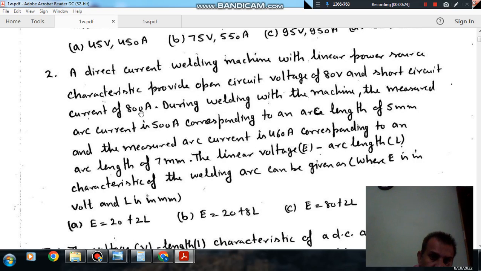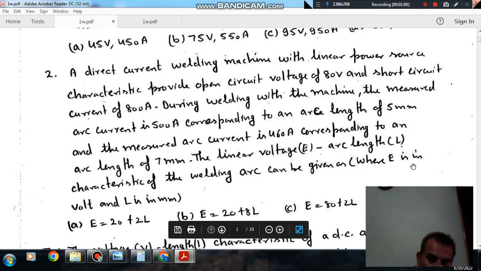volt and short circuit current of 800 ampere. During welding with the machine, the measured arc current is 500 ampere corresponding to the arc length of 5 mm, and the measured arc current is 460 ampere corresponding to an arc length of 7 mm. The linear voltage E, arc length L, characteristic of the welding arc can be given as, where E is in volt and L is in mm.